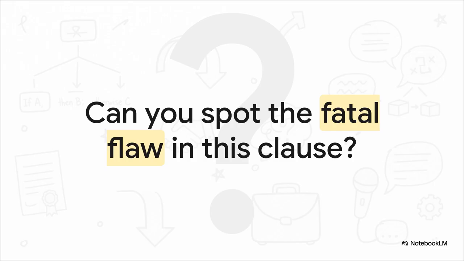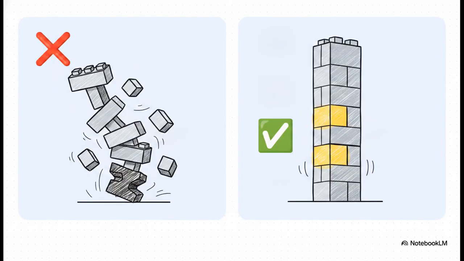I really want you to actively engage with this one. Can you spot the fatal flaw? What exact mistake here could spark a massive legal dispute over whether this termination clause is actually binding? All right, here's the reveal. It's a verb tense error. The incorrect version says had we know, but the correct, fully legally binding version is had we known.